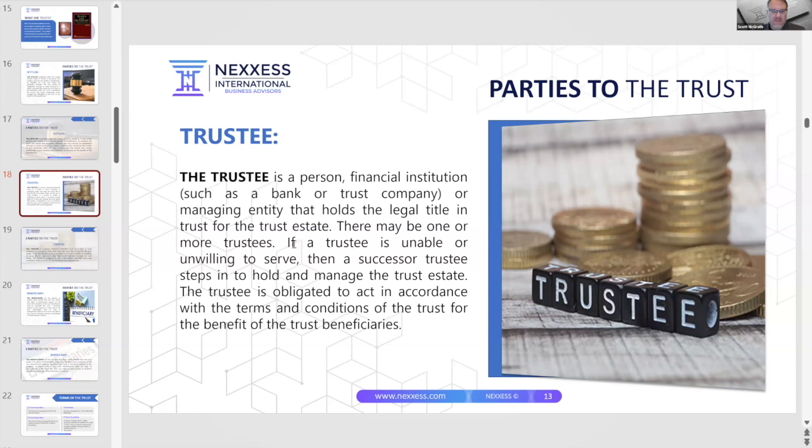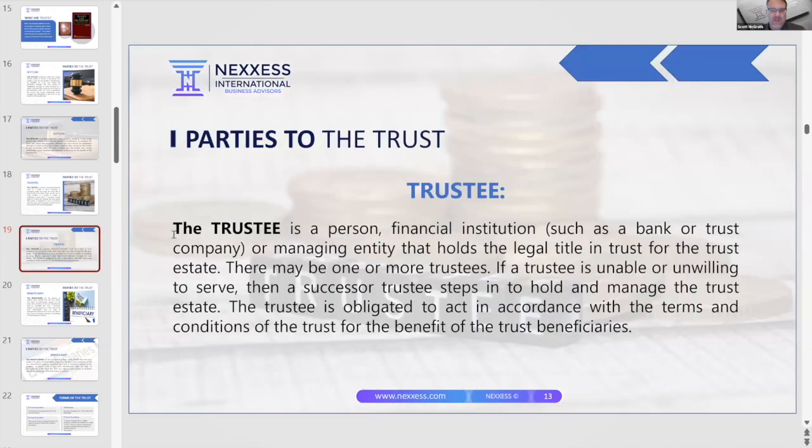There may be one or more trustees. If a trustee is unable or unwilling to serve, then the successor trustee steps in. So what happens when this trustee dies? The beneficiary or whomever the trustee decided can be a successor to their trustee position. So the trust doesn't die or end. It's still going. You just have a successor trustee, someone who steps in and starts managing everything. Okay, and that's what happens.